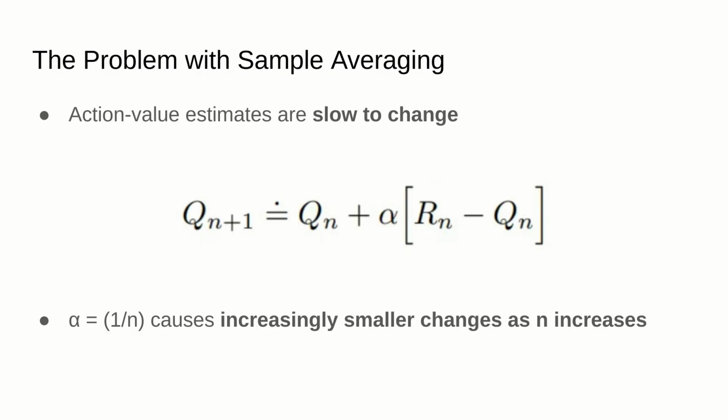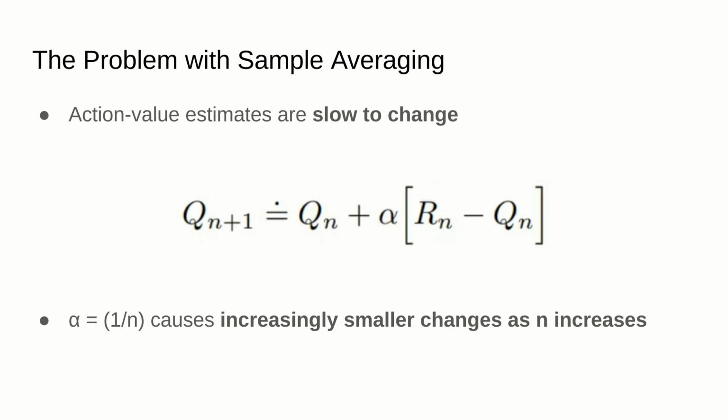The reason that the agents perform poorly when the reward distribution is suddenly changed is because their action value estimations are heavily based on rewards from an old distribution. In other words, their action value estimates are slow to change even though the reward distribution changed quickly. Recall the sample averaging method, which is used to update the action value estimations. Just Q of n plus 1 is equal to Q of n plus alpha times R n minus Q of n, where alpha is going to be equal to 1 over n.